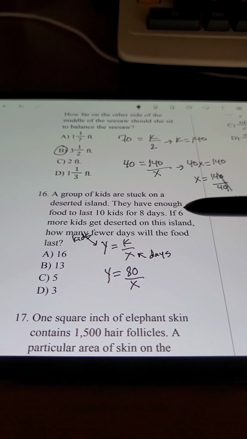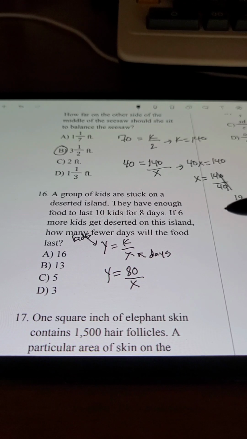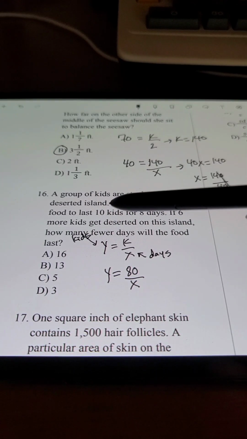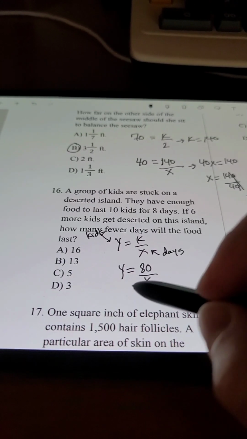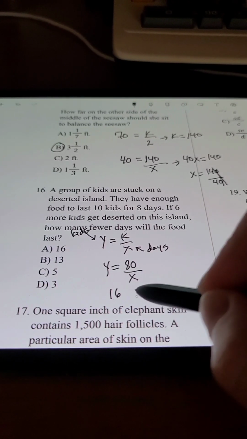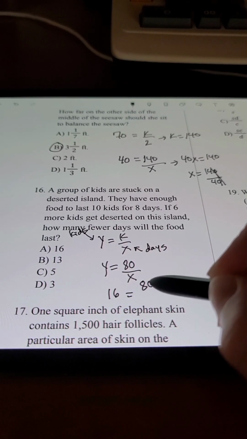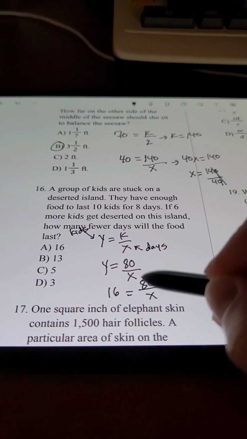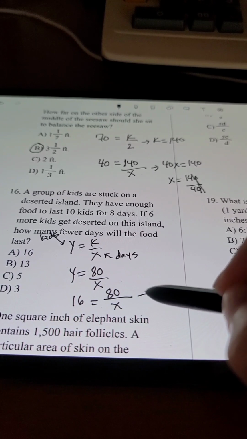And then I'm going to say if 6 more kids get deserted on this island, how many fewer days will the food last? So 6 more kids means that we have 10 plus that 6 more, so that means we're going to have 16 kids. So 16 is y, because that's in kids as the unit, and it's going to be 80 over x amount of days, so x amount of days that the food will last.